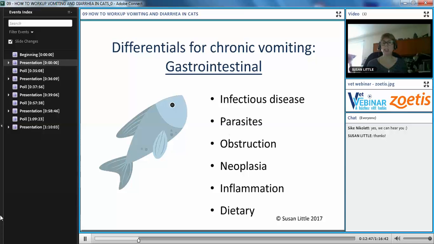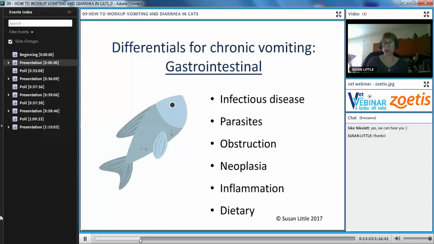And then dietary causes, so anything that causes what we now call food responsive enteropathy. So that covers a true food allergy, which is an immunologic reaction, as well as intolerances to components of diets which are not immunologic. So that all falls under the umbrella of food responsive disease. So those would be some of the more gastrointestinal focused causes of chronic vomiting. And so just for the vomiting component alone, we've got a pretty big list to work through.